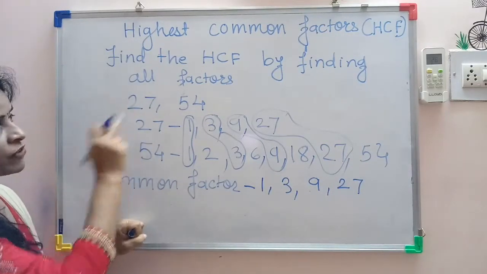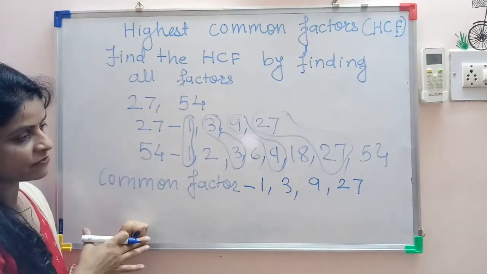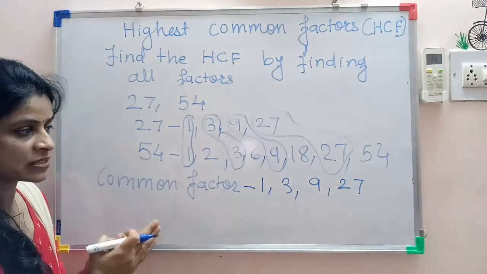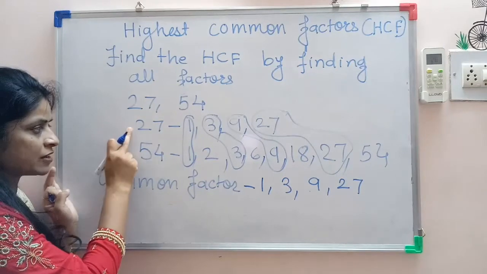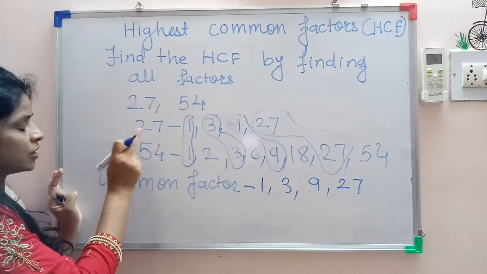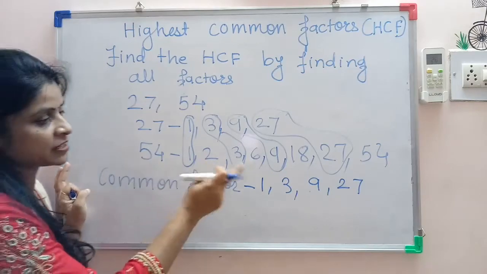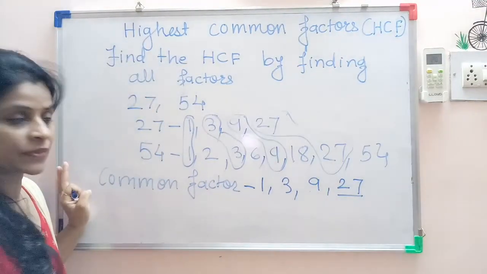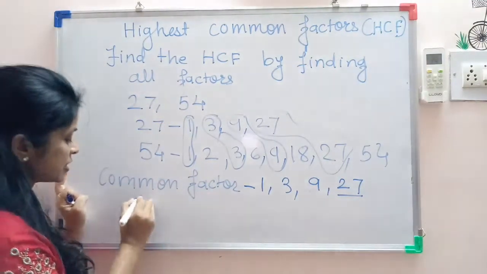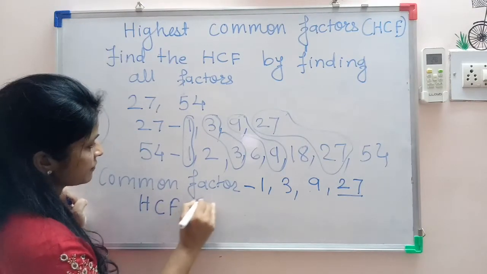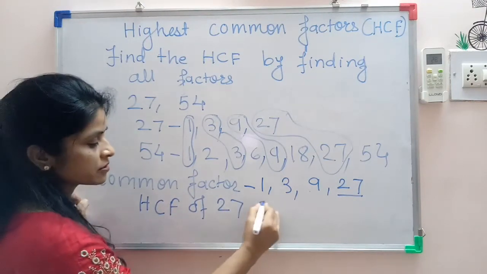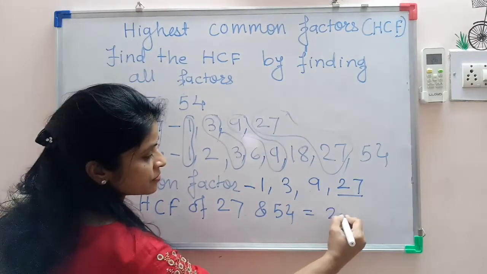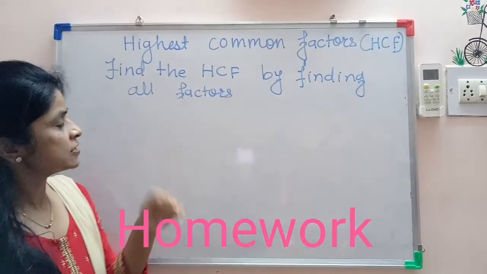Now what is the next? We have to find out the HCF. Now what is HCF? HCF means amongst the common factors we have to find that number which is the greatest, and if we divide 27 and 54 by that number, we get the remainder as 0. That means here 27 is the greatest number, that is nothing but the HCF of 27 and 54, that is 27.